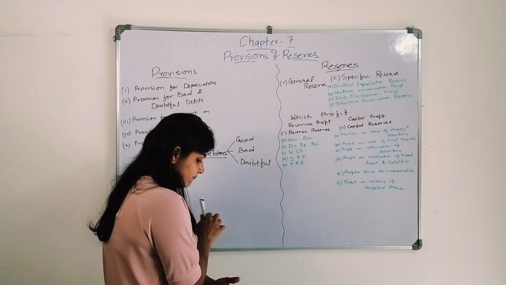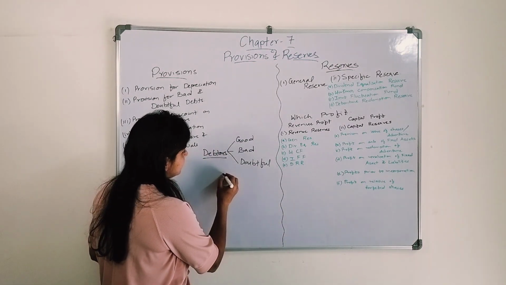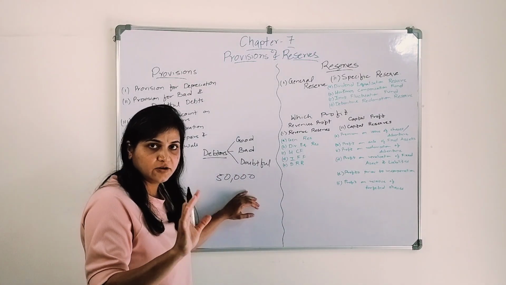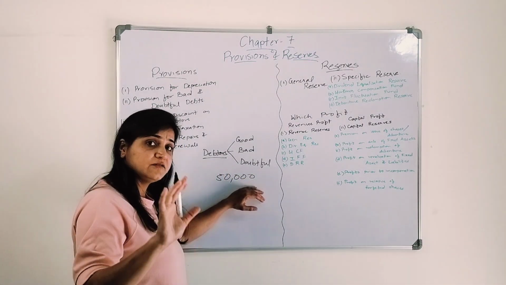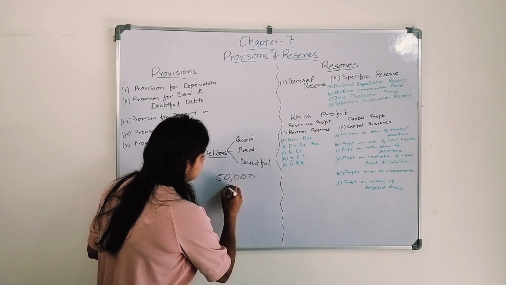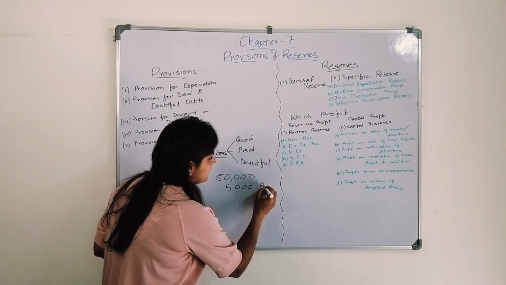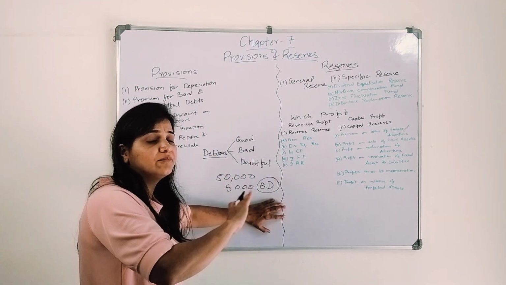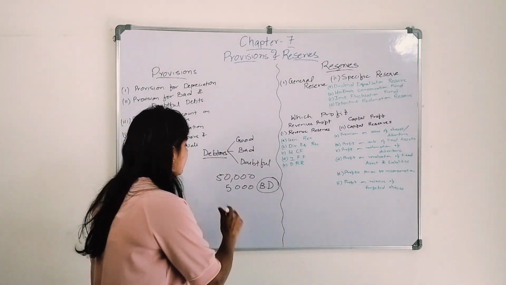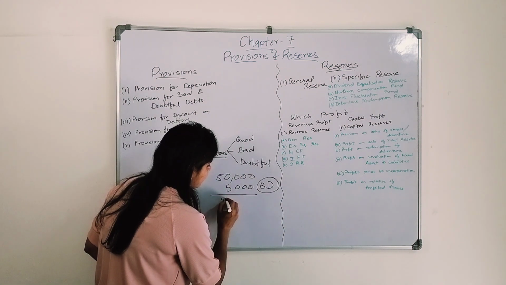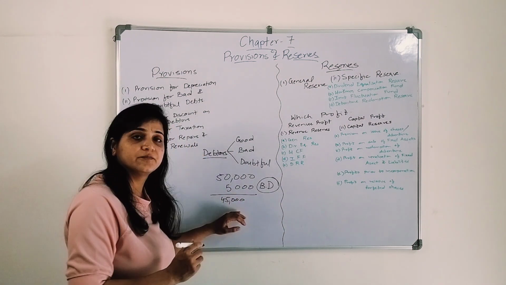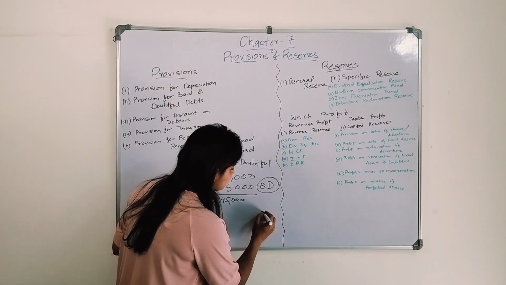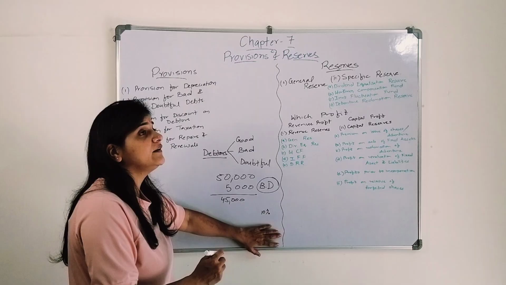Okay, let's take an example. Let's say there are a total of 50,000 as your debtors, right? Now out of 50,000, you know that 5,000 are bad debts. You get to know these are 5,000, so you have to deduct that amount, which I am not going to receive. So what are you left with? 45,000, right?